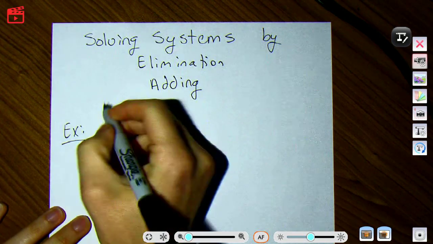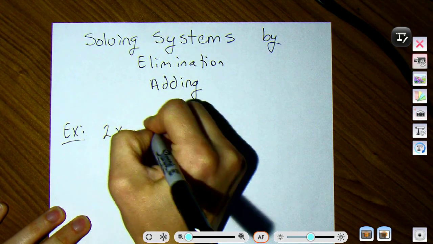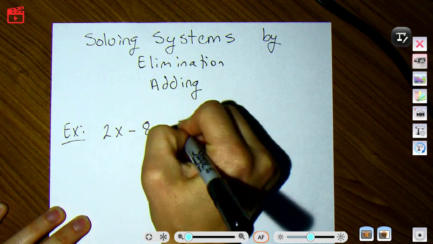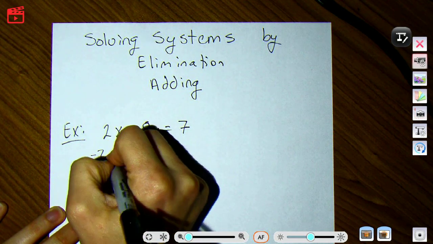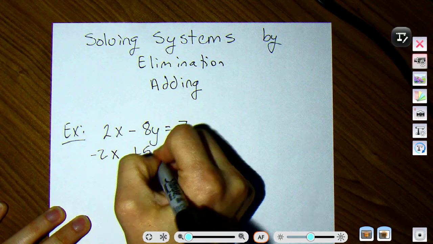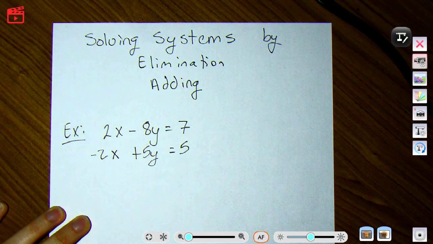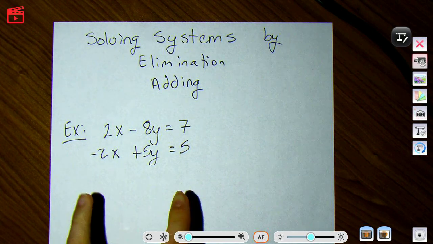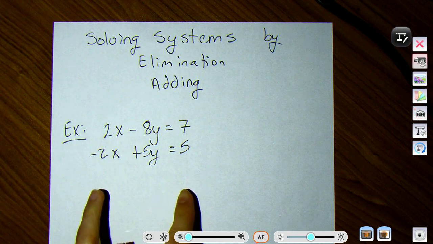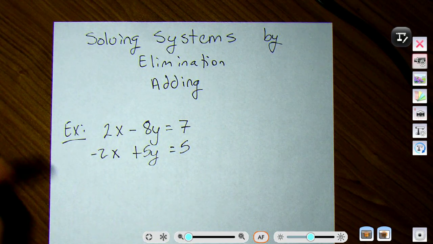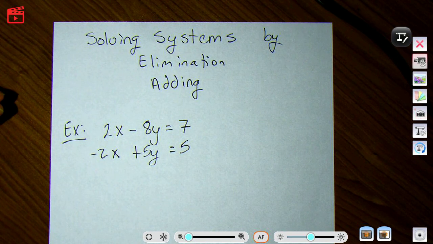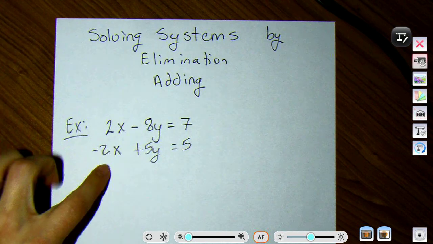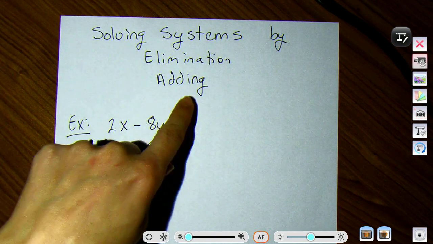So let's say that I have 2x minus 8y equals 7 and negative 2x plus 5y equals 5. So here is definitely a system of linear equations, and we're going to use the elimination method. Like I said, that means that we're going to add them together. So this system is actually set up for elimination. If you notice, when I add these two equations together, first off, my x's are lined up, my y's are lined up, equal sign, and constant.